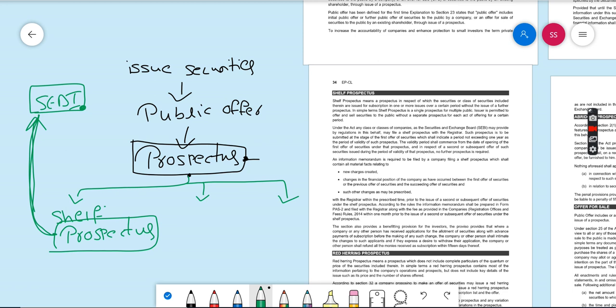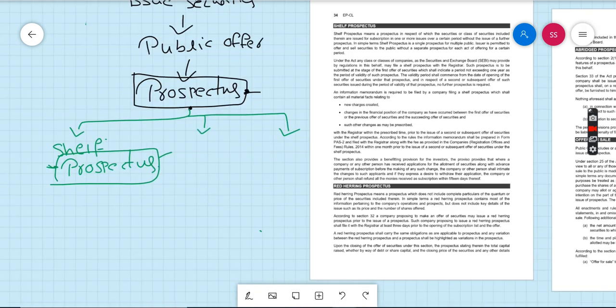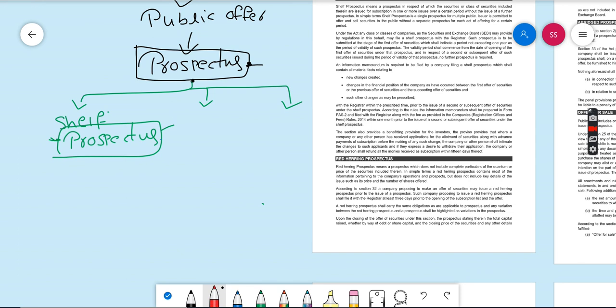So let's say the company is raising money 4 times in a year. It is not possible for the company to prepare a prospectus every time, right? So that's why it will prepare a shelf prospectus. So what is this shelf prospectus? A shelf prospectus usually has 1 year validity.